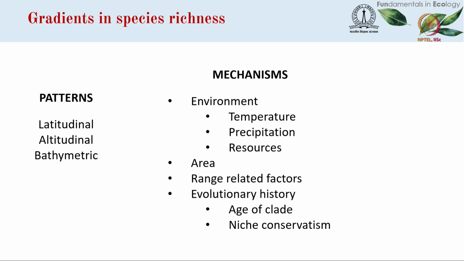We examined or discussed latitudinal and altitudinal patterns in particular, though you also find these in bathymetric gradients. And so far we discussed environmental factors such as temperature, precipitation, and resources, and we also talked about the relationship between species and area. However, there are other factors as well that have been postulated to influence these large-scale patterns of species richness, and we're going to talk about those today.